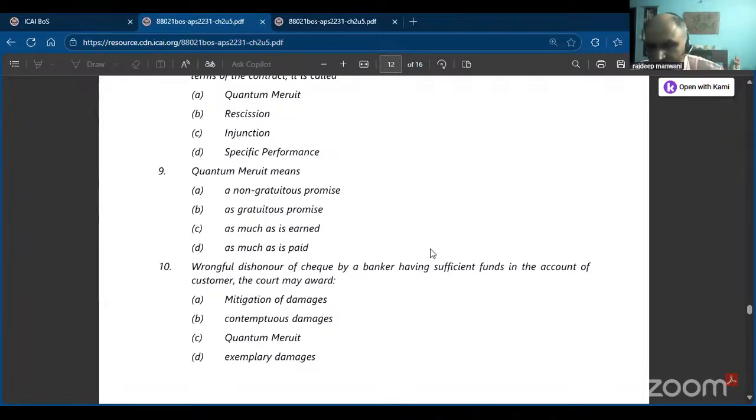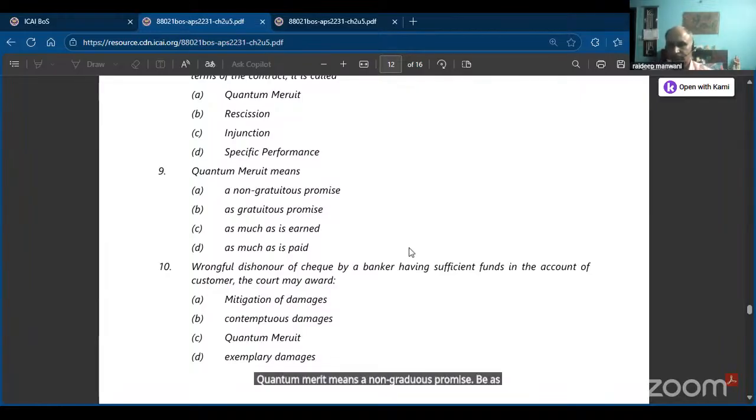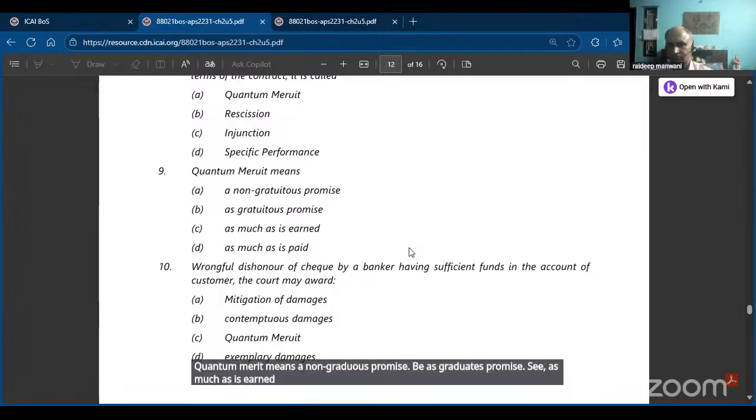Quantum merit means: A, non-gratuitous promise; B, as gratuitous promise; C, as much as is earned; D, as much as is paid.